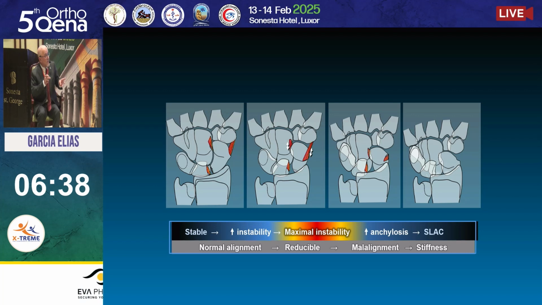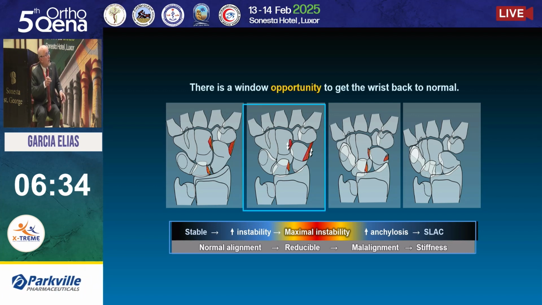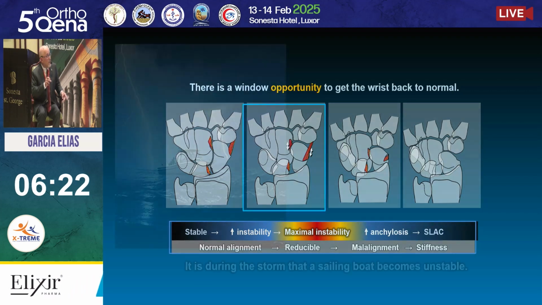Secondary stabilizers: STT ligaments, scaphocapital ligaments. So there's a window of opportunity for the wrist to be brought back to normal that was not previously discussed. What's the moment?